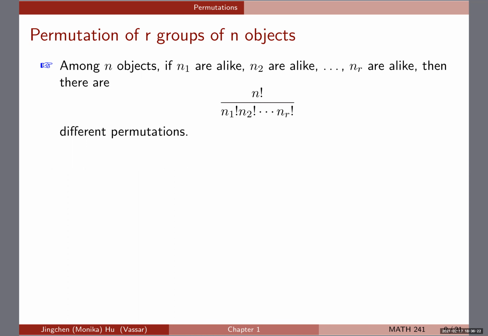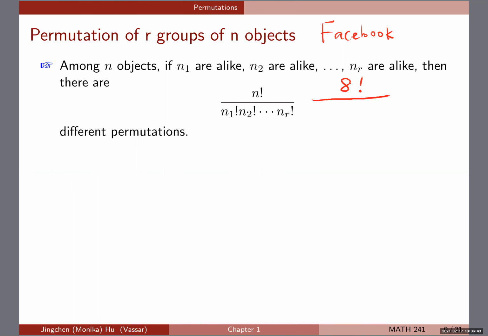So our example, Facebook, we have 8 letters in total. And then think about the groups here. How many groups do we have? Each group will be a distinct letter, so we actually have 7 groups.